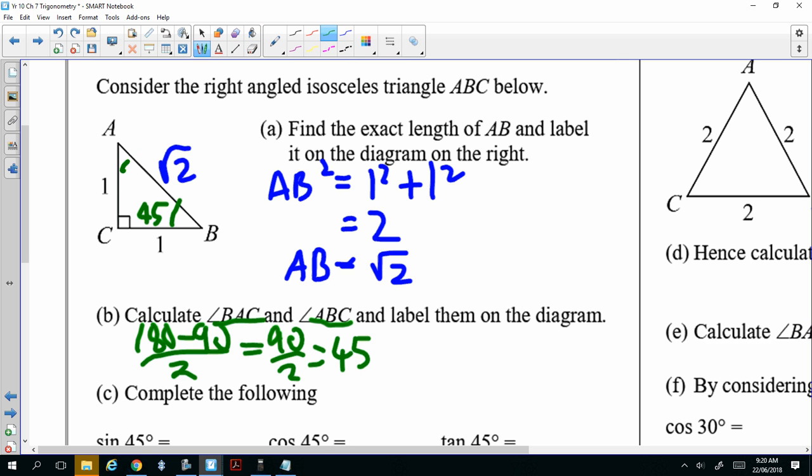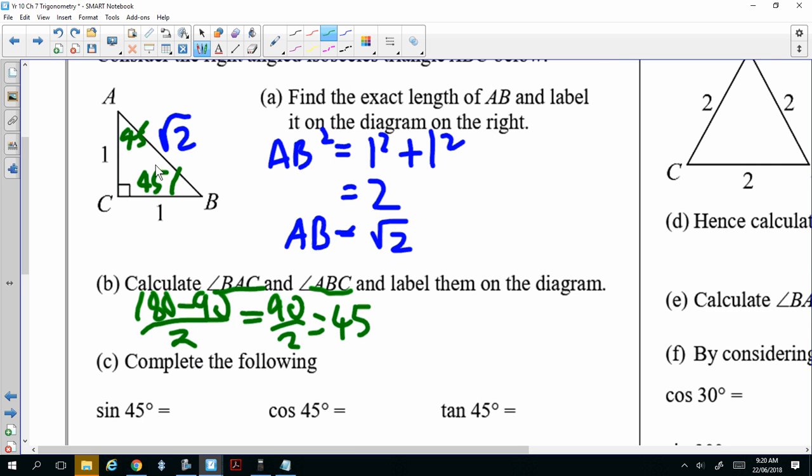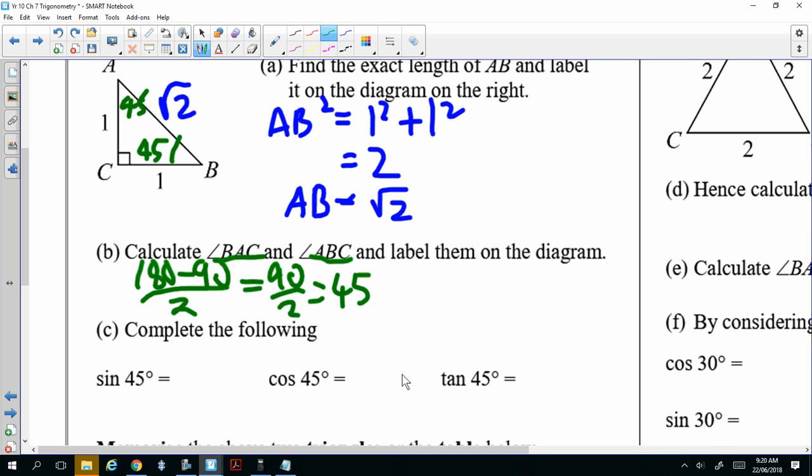Okay, good. Now in this right angle triangle, we have all the side lengths and angles given. Therefore, I can work out the exact values of sine 45, cos 45, and tan 45. Let's do that. We're going to use this angle here. That will be your adjacent, that will be your opposite, that will be your hypotenuse. So sine 45 is opposite over hypotenuse, which is 1 over root 2. Cos 45 is adjacent over hypotenuse, also 1 over root 2. And finally, tan 45 is opposite over adjacent, which is 1 over 1, which equals 1.